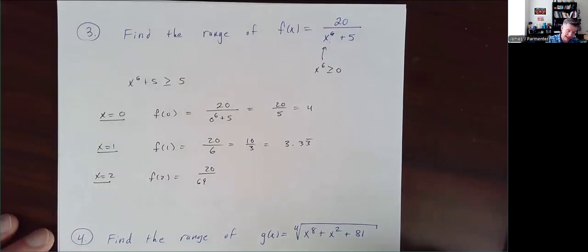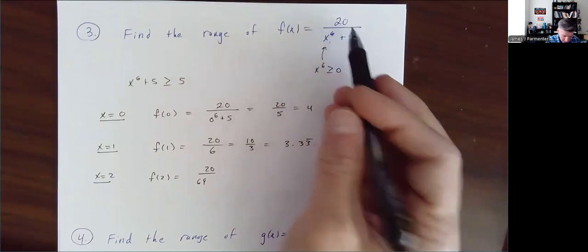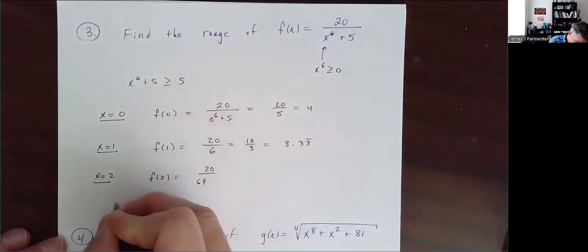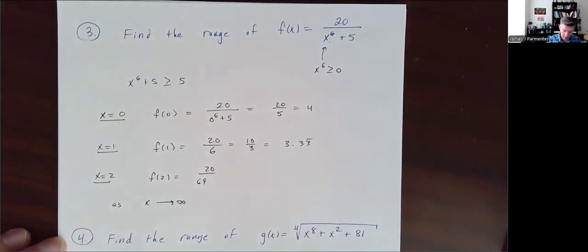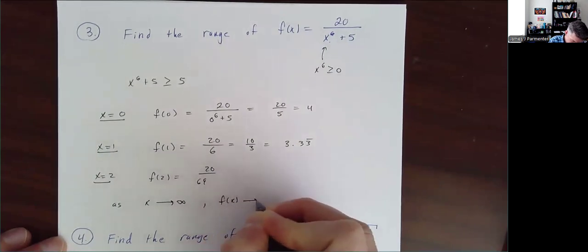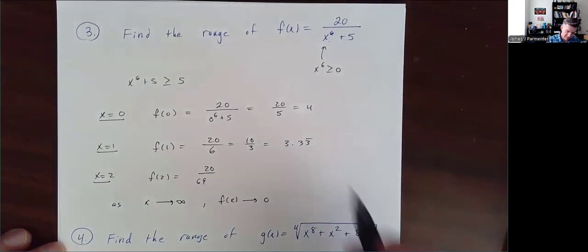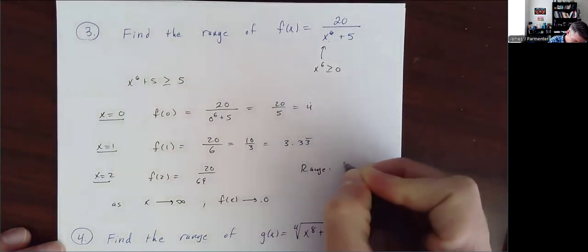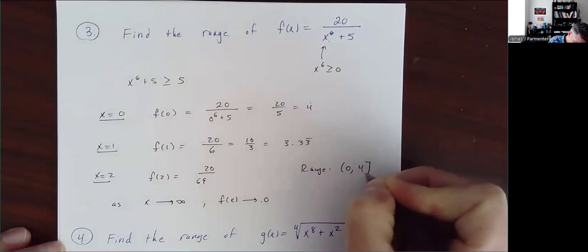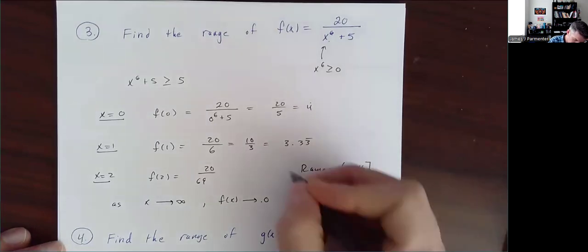So we're getting smaller and smaller and smaller. And we can see that as x gets larger and larger, this function is getting closer and closer to 0. It's never going to equal 0, because for a fraction to equal 0, the numerator has to be able to be 0, and 20 can't equal 0. But we're going to get super close to 0. So as x gets larger and larger towards infinity, f of x approaches 0. So we have a high value of 4. We have a low value of almost 0. So it looks like our range is everything from 0 exclusive to 4 inclusive. Always we put the smaller numbers on the left, the bigger numbers on the right.